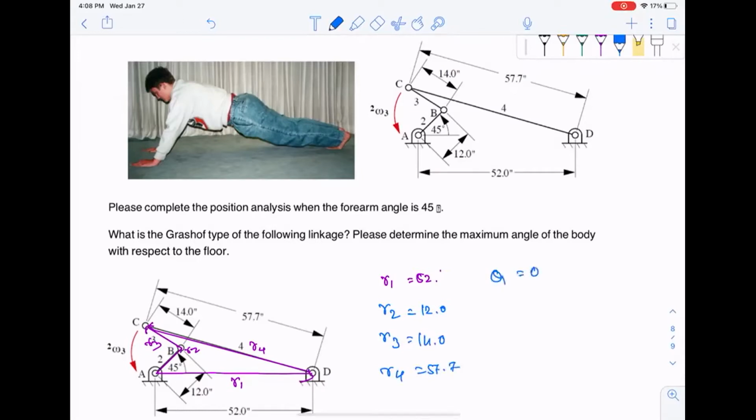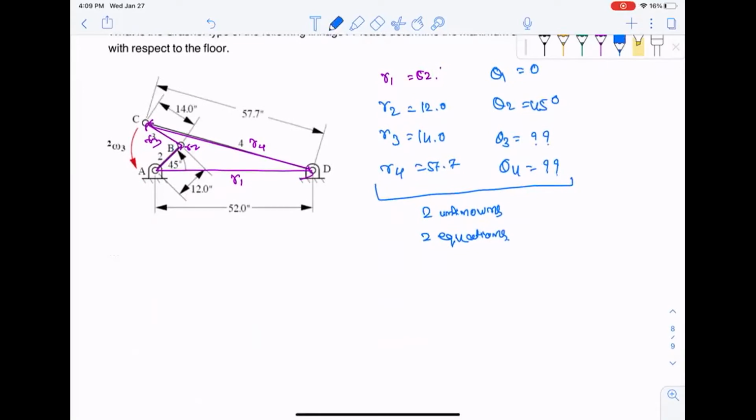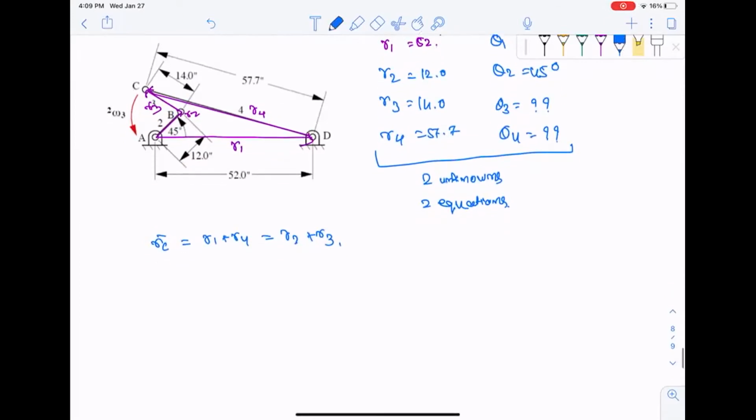Theta 1, that is angle of the ground link with horizontal, is 0, theta 2 is given as 45 degrees, theta 3 is unknown, and theta 4 is also unknown. So this is quite obvious that we have two unknowns and we'll have two equations from the vector loop. So now I can write the vector loop equation: R1 plus R4 is equal to R2 plus R3, so location of RC is R1 plus R4 is equal to R2 plus R3.